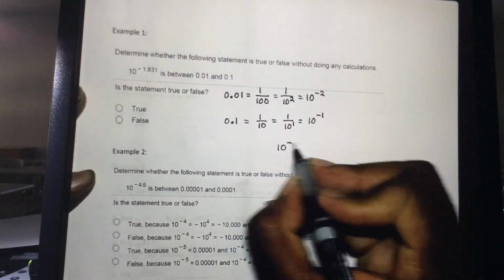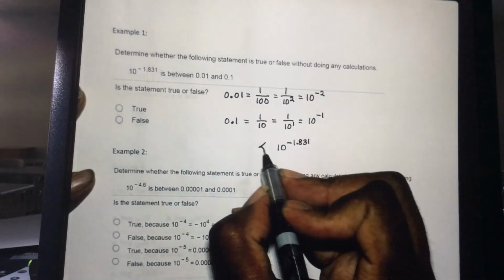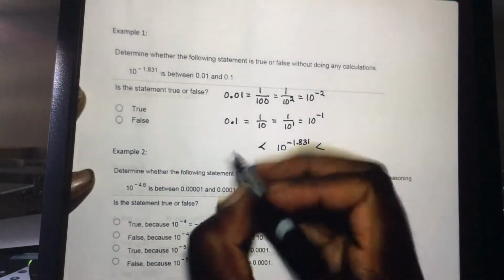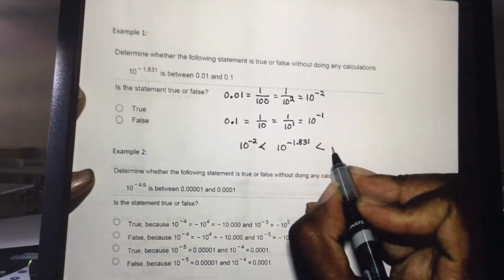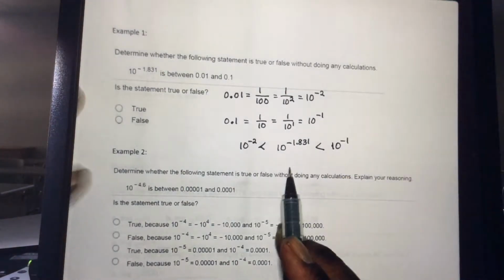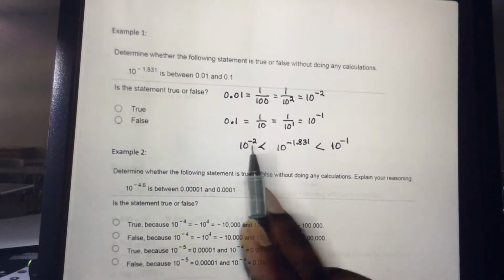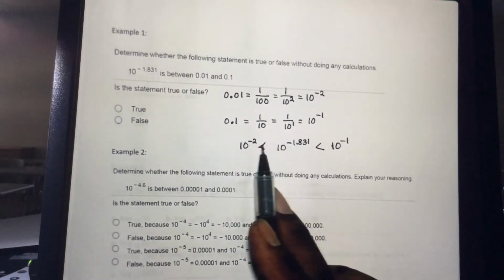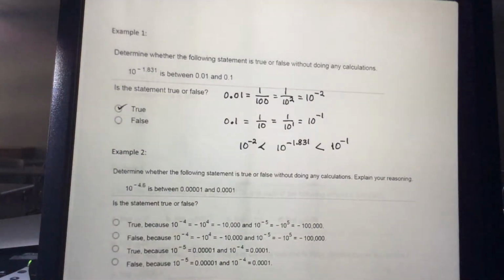So that means 10 to the negative 1.831 has to be between 10 to the negative 2 and 10 to the negative 1. And this is actually true, because if you look at that exponent, negative 1.831, it does fall between negative 2 and negative 1. That statement is true.